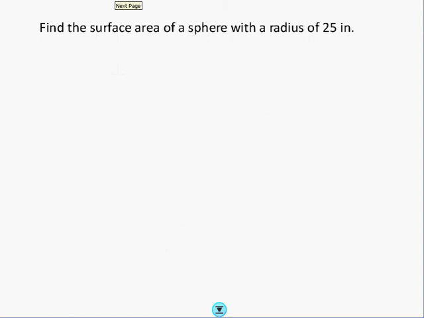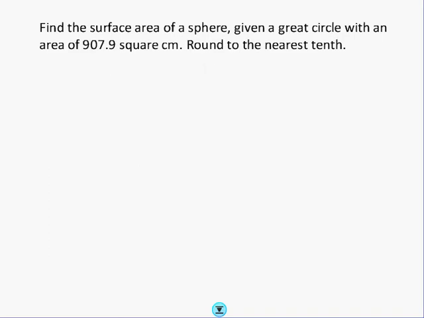Here, surface area of a sphere with a radius of 25 inches. It's quite simple, it's very straightforward. Total surface area is 4 pi r squared. Plug it in, you're done.